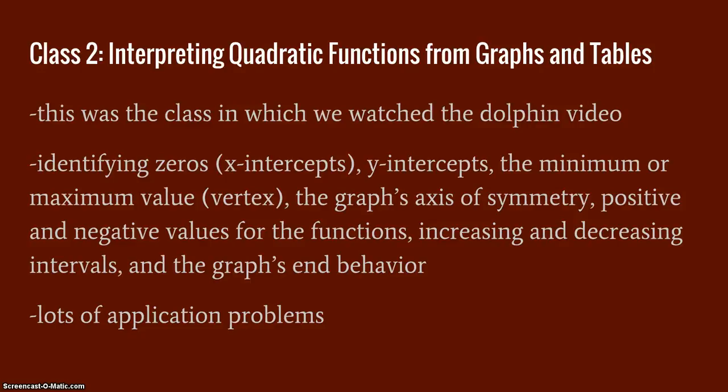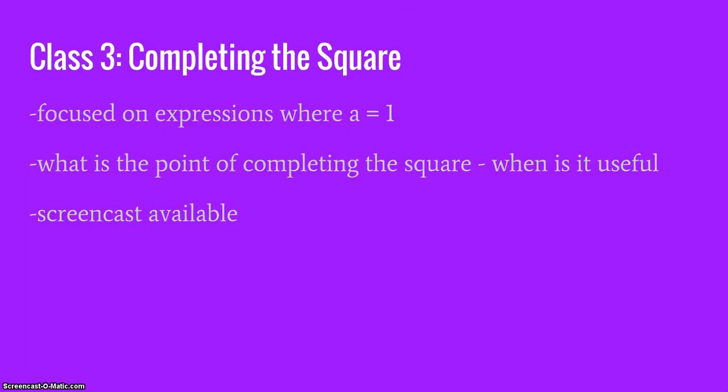Beyond that, we identified all the parts and pieces of a quadratic function as it relates to graphs. And so we looked at things like the minimum or the maximum, in other words, finding the vertex. We looked at symmetry with relation to the axis of symmetry. We looked at increasing and decreasing intervals and things like that. We did lots of application problems. So those are definitely notes that you'd like to go back and take a look at.